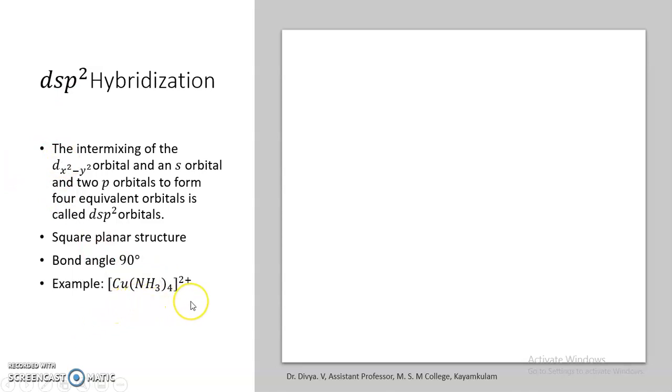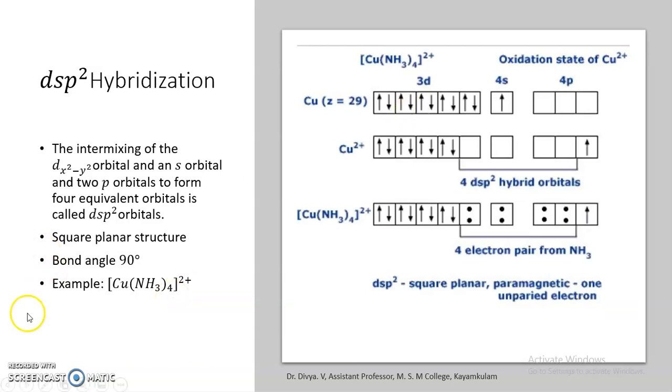An example is the cuprammonium complex. Let's see how it takes place. This is an example of a coordination compound, and this is the molecular formula of the cuprammonium complex. Here, the atomic number of copper is 29, and the electronic configuration of copper is 3d10, 4s1, with 4p vacant. There is only one electron in the 4s orbital, an unpaired electron. But in the cuprammonium complex, copper exists in the +2 oxidation state, so in the +2 oxidation state copper has an electronic configuration like this.